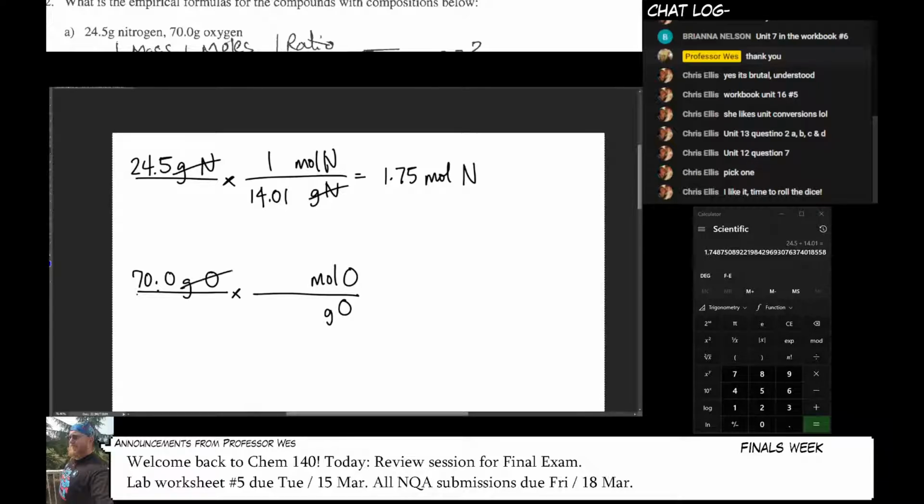We'll do the same thing with oxygen here. 1 mole of oxygen is 16 grams. Make sure that you don't do O2 or N2 here. You're just looking at the element nitrogen and the element oxygen. Otherwise, if you did O2, you get an answer that's half as big as it should be, because you'd be dividing by 32. So, 70 over 16.